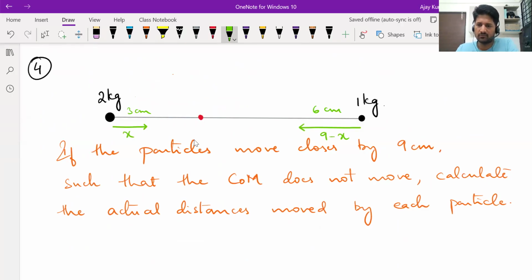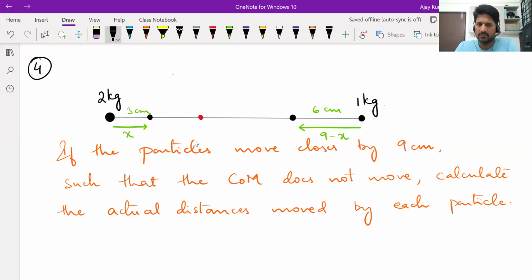In opposite directions. One moves to the right, the other moves to the left. Ultimately, they'll come closer by 9 centimeters. So the 2 kg mass will reach somewhere here, and the 1 kg mass will reach somewhere here. So 2 kg has moved 3 centimeters, 1 kg has moved 6 centimeters. Totally, they are now closer by 9 centimeters.